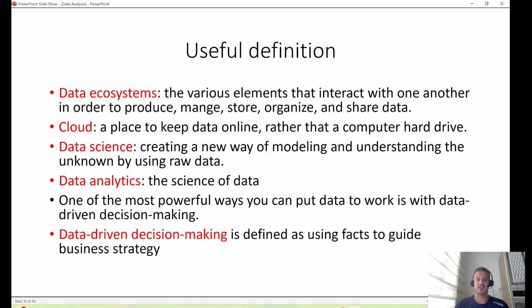So it's various elements: data science, modeling, data analytics, the science of data. Data-driven decision making is when you use the facts to guide the business strategy. Using the facts means using the data, the value of your data, to guide the business strategy.